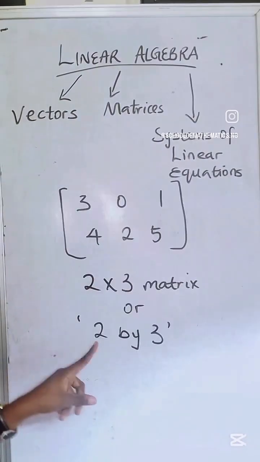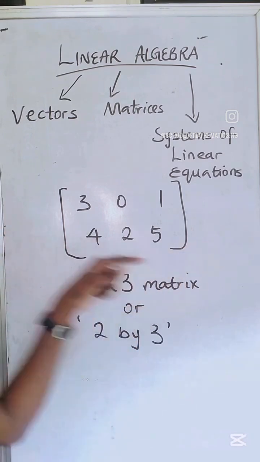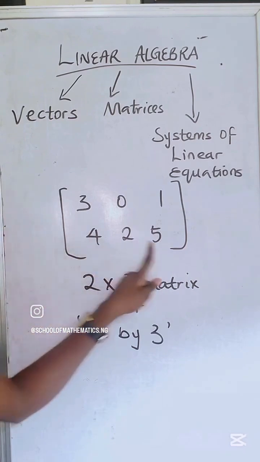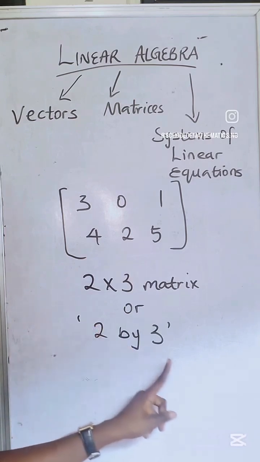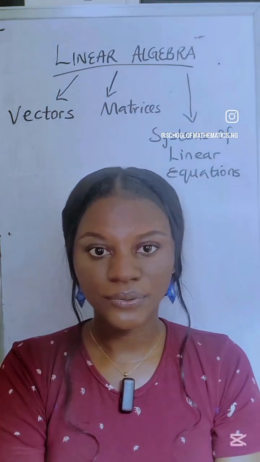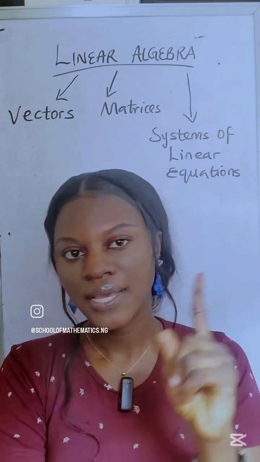It's mostly called 2 by 3. Why? You have to call the number of rows before the number of colons. So of course you see that we have 2 rows and we have 3 colons. Please take note. So it's 2 by 3. Are we good? Okay.